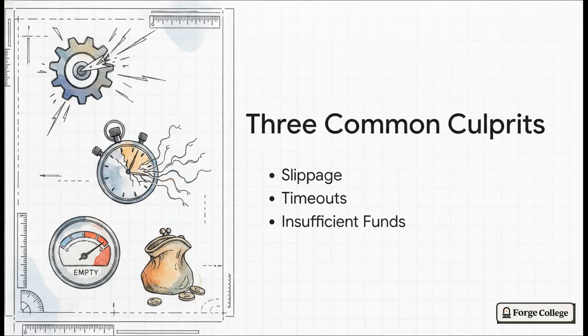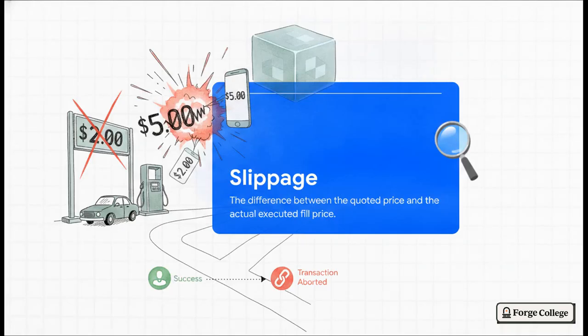Let's break these down. First up, we've got slippage. Slippage is basically like driving 10 miles to a gas station because the big sign clearly said $2 a gallon, only to find the price violently spike to $5 right as you pulled up to the pump. In DeFi, it's the exact same concept. It's the difference between the quoted price your app showed you and the actual executed fill price when the block is finalized. If that difference is too big, bam, the transaction politely aborts to protect you.